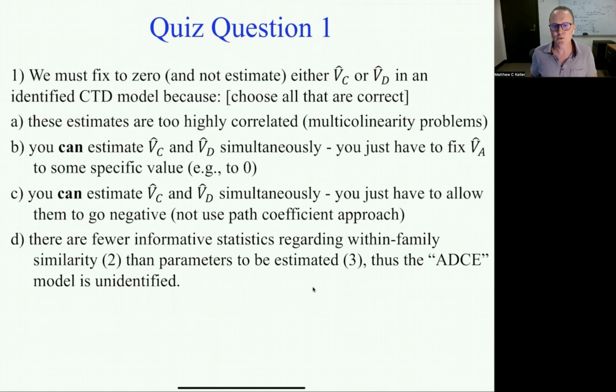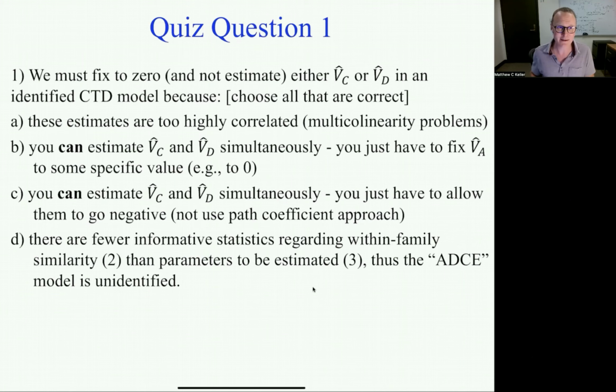Let's go through some quiz questions, and whenever I do this at the end, just pause the video, and I'll give a little pause and then start it back up and see how you did. Quiz question 1: we must fix to 0 either VC hat or VD hat in an identified CTD model because, and then choose all that are correct. I'll let you look through those and pause the video and be back in a sec.